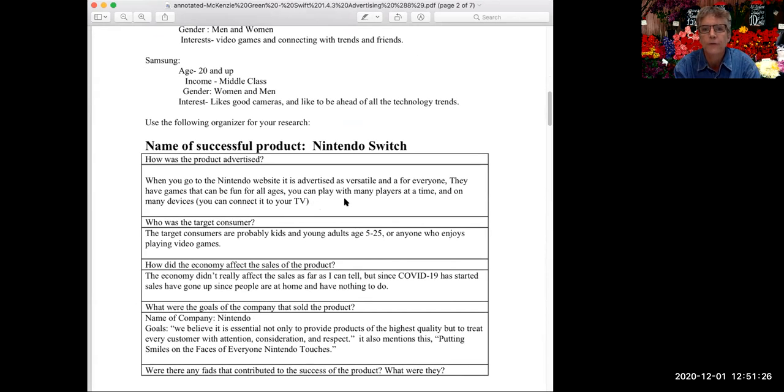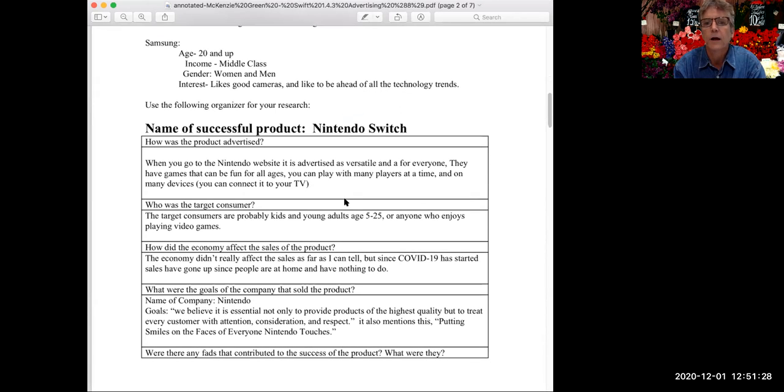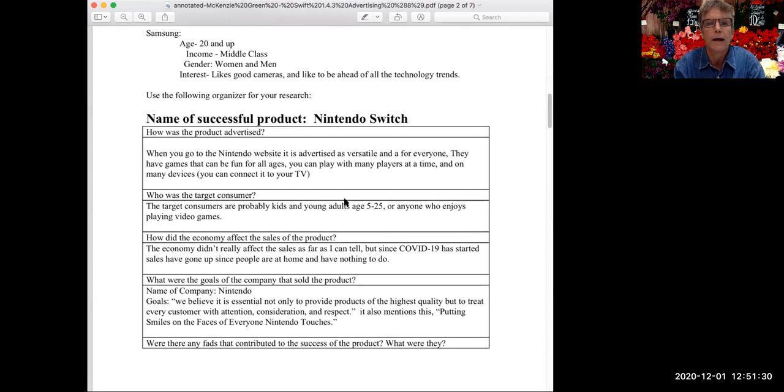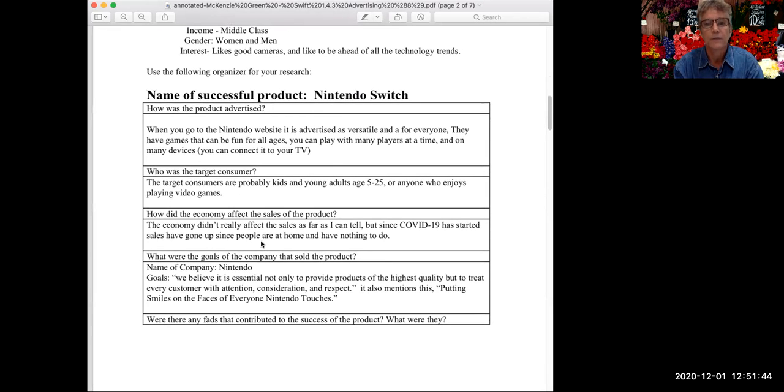You go to the website, it's advertised as versatile and for everyone, and have games that can be fun for all ages, and you can play with many players at a time. Who is the target? Probably kids. The economy didn't really affect the sales as far as I can tell, but since COVID-19 has started, sales have gone up since people are home and have nothing to do. There we go. That is a market factor.